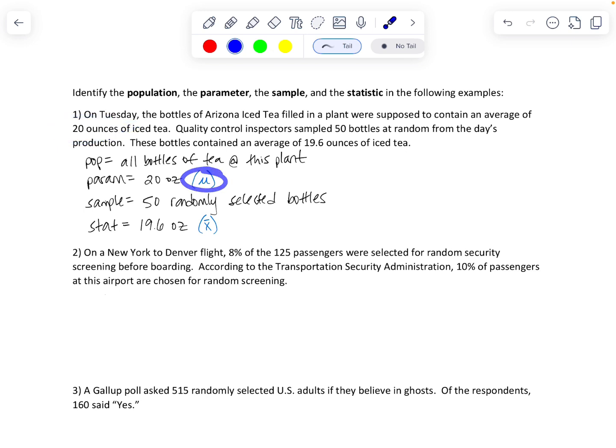Here's the symbol that goes with it. The sample we took is 50 bottles. And the statistic based on those 50 bottles is 19.6. Notice that is an X bar, okay? The mu goes with the entire population, which is the parameter. The X bar goes with just the sample, which is the statistic.